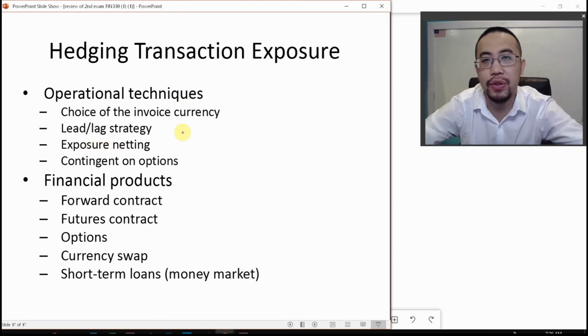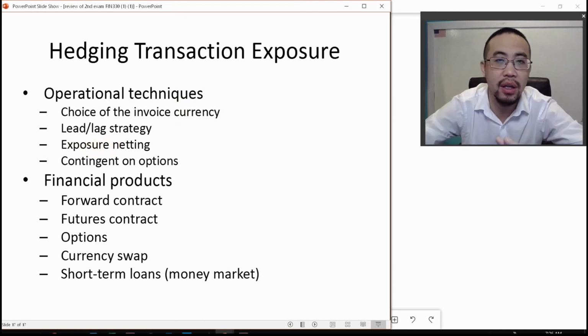So that means when you have two departments, one receiving the currency and another paying the currency, you want to make sure you combine these two cash inflows and outflows in the same foreign currency, and then just control the residual risk. And you also have contingent options.